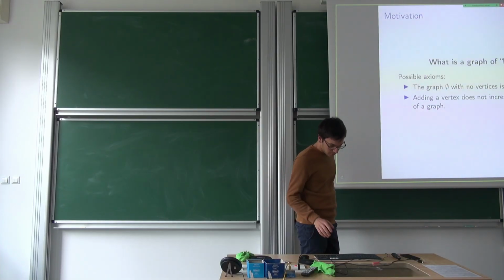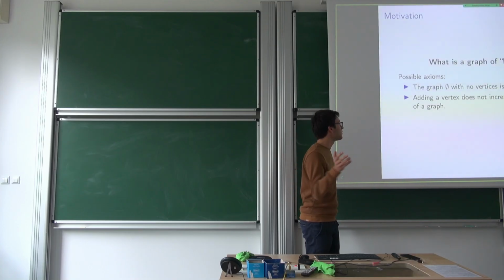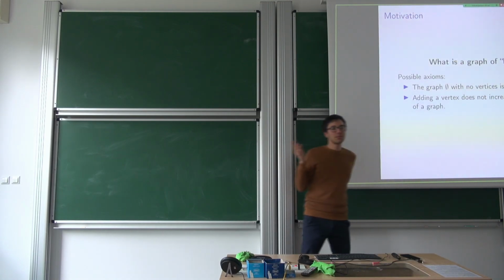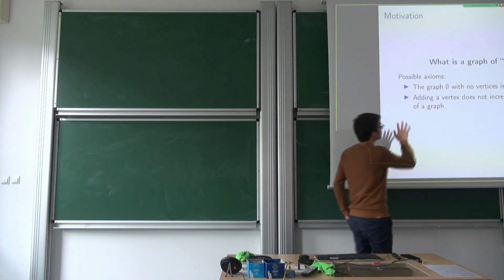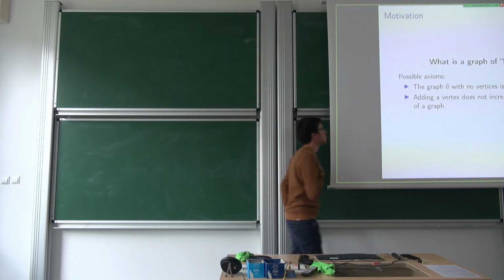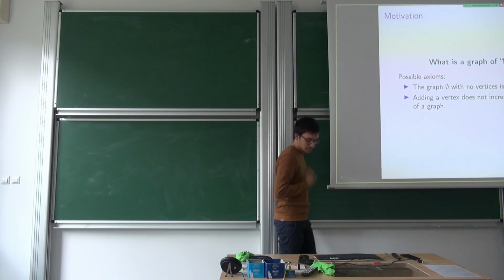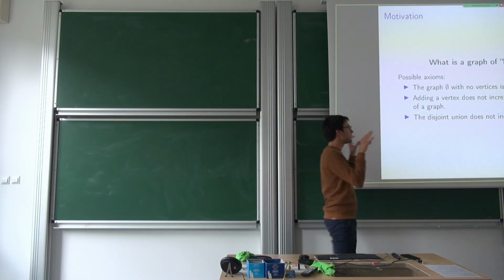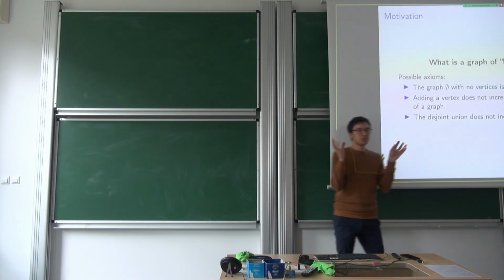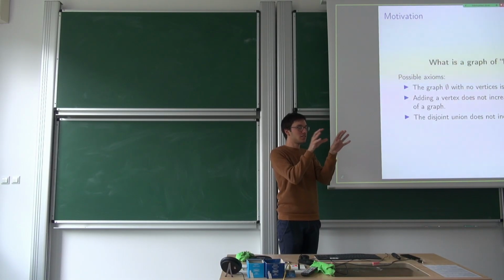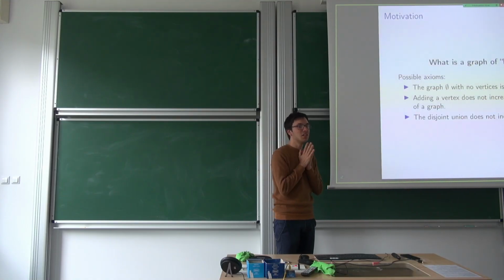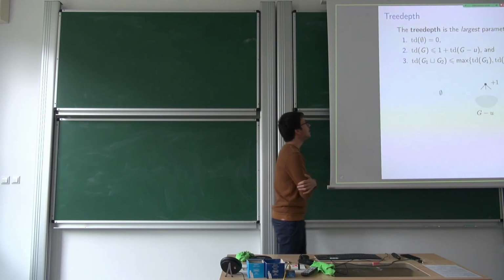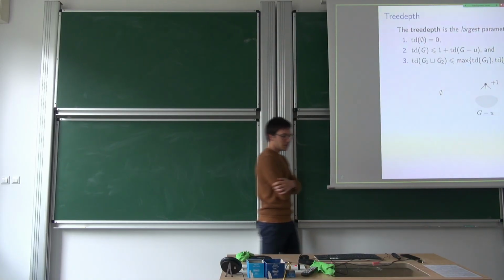My second axiom is that when I add a vertex, whatever its neighborhood, the complexity will not increase too much. Okay, it's slightly more complex, but not too much. So, of course, we could argue that it's not a good axiom. But okay, I will start with this. And now, the third axiom is that the disjoint union doesn't increase the complexity. So, if you have two graphs which are not complex, and then you take the disjoint union, it's not more complex. Okay, so if we have these three properties, we can define the treedepth, which is really the graph parameter given by these three axioms.